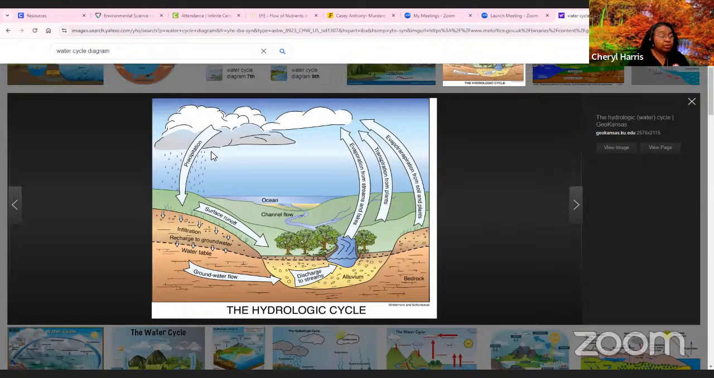Any questions about the hydrologic cycle? This is probably the cycle you're most familiar with. So this one's a little easier than the ones that are going to follow.